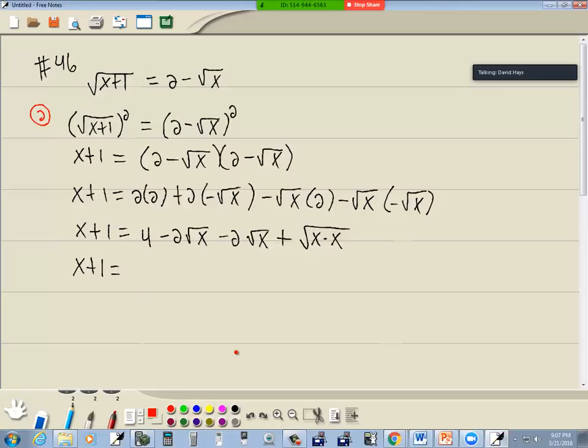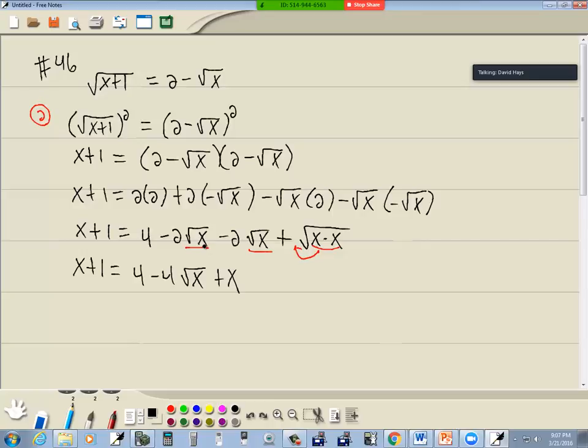I said earlier we want to look at combining like items. Here's a square root of x and here's square root of x, so we can work with those. 4 carries down. Negative 2 and negative 2 gives us negative 4 square root of x. And notice here we got a pair of x's. So this pair of x's is going to come out in front as a single x.